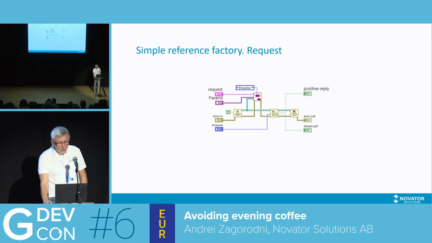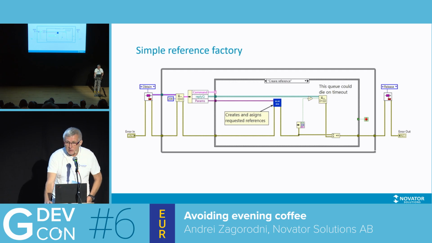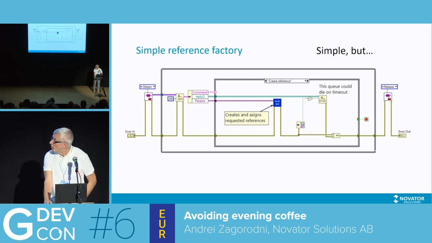Yeah, I will show it. And we send a request, optional parameters, and a disposable queue, a reference to a disposable queue. And our machinery here reads the request. This is a case, create reference. Of course, it is specific for each request. And there is a blue box now, which creates references and reports the result, positive or negative, to our disposable queue. That's it.